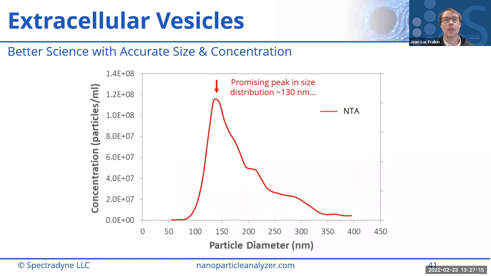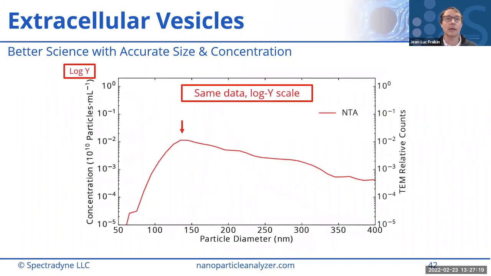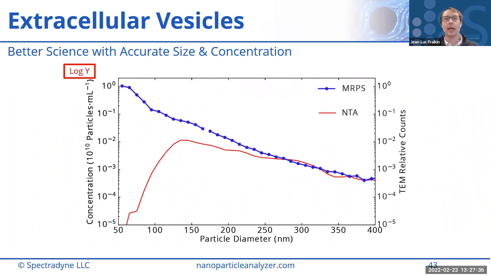So let's do that. First, let me replot this exact same data on a log Y scale. Okay, so we can see all the details more carefully. So same data. Here's our same peak. It's just dampened a little bit, right? Because of the log Y scale. And now let's measure this sample by MRPS. And this is what we get.